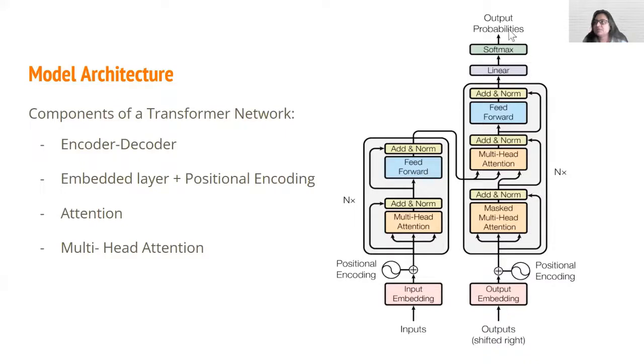And then the output of the decoder goes through a linear layer and a softmax. If you look carefully, there is Nx written over here. In the Attention Is All You Need paper, there are 6 encoders and 6 decoders. So this N represents the multiple of encoders and decoders. Positional embedding here is something that we will look at shortly.